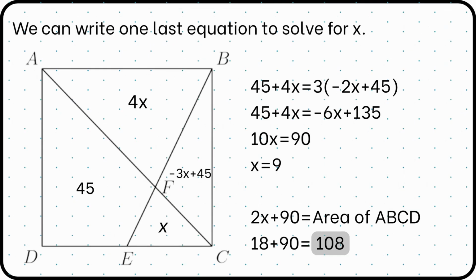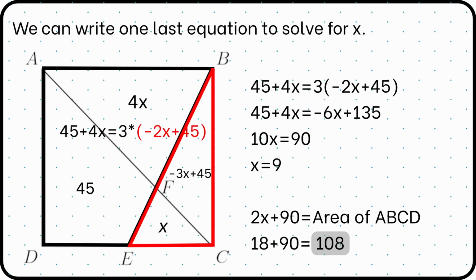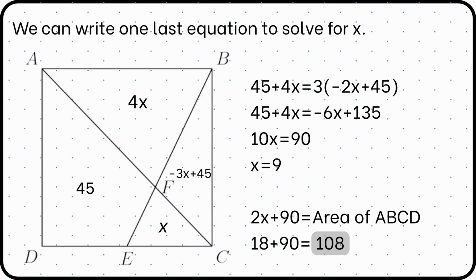We can write one last equation to solve for x. Before we write the equation, we have to first realize that quadrilateral ABED is 3 times as large as right triangle BEC. So our equation is 45 plus 4x, which is the area of ABED, is equal to 3 times the triangle's area, which is negative 2x plus 45. After expanding the right side, we can simplify and get x is equal to 9.